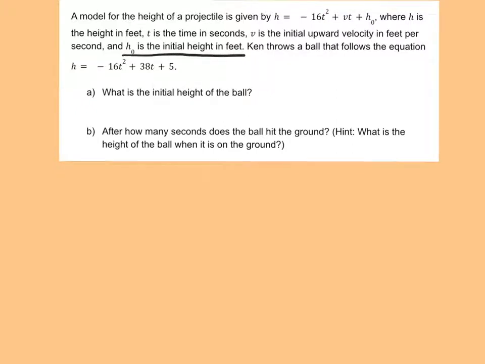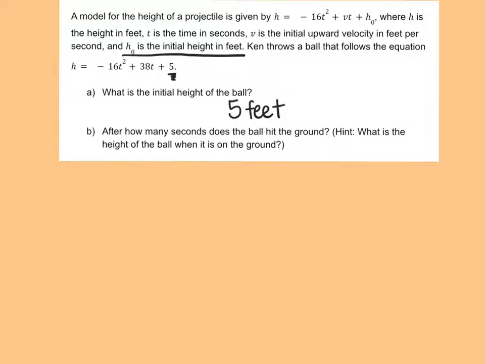Here we have h sub 0. So which one of these here would be in the place of h sub 0? Hopefully you said the 5. So it's talking about the height in feet. So the initial height is 5 feet, meaning Ken is probably standing up and throwing this from a standing position. So his arm is 5 feet off the ground when he starts throwing the ball.